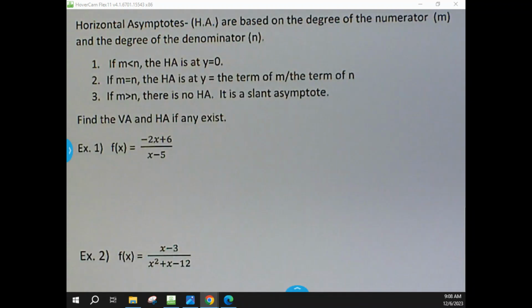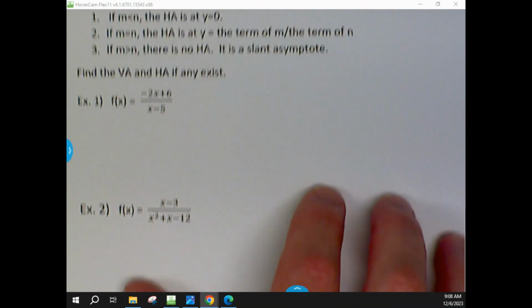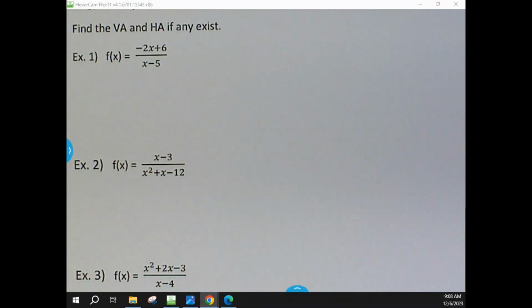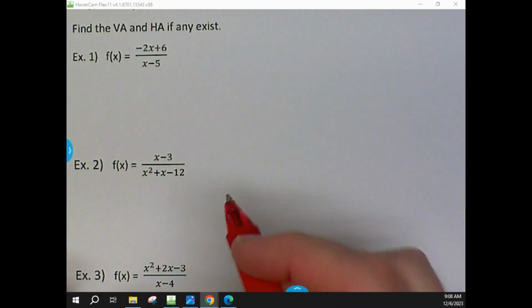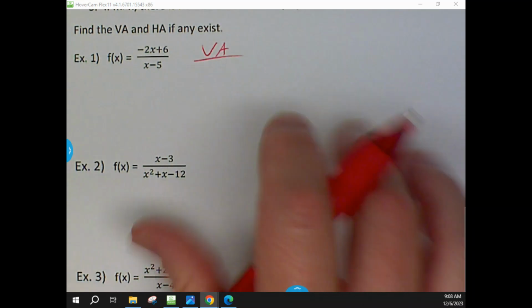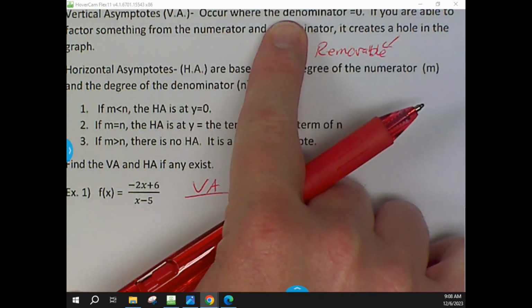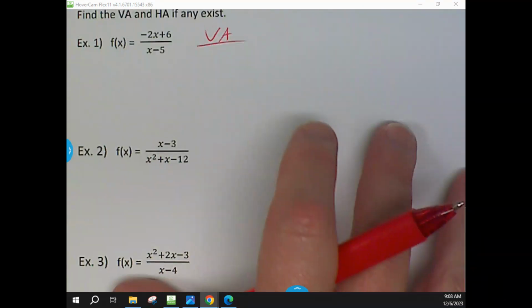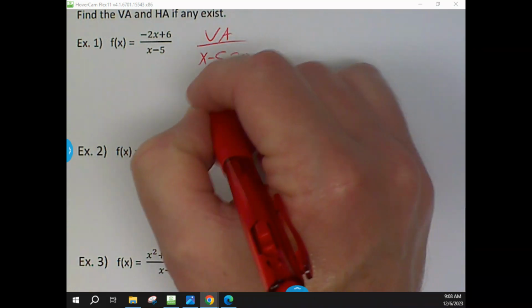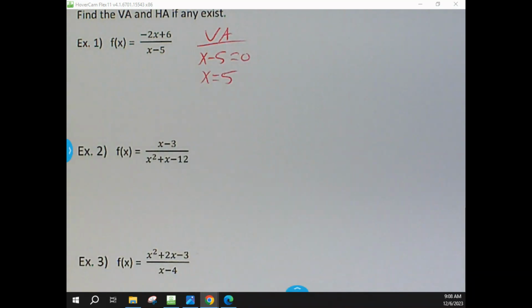Okay, so here's what we're going to do. We're going to take these few problems, and before we do any graphs at all, we're just going to find the horizontal and vertical asymptotes if they exist, because sometimes they may not exist just because of the way the numbers are set up. All right, so for this one, vertical asymptotes: that is your denominator equal to 0. That was pretty easy. That's just x minus 5 equal to 0. There you go. So you've got a vertical asymptote at x equals 5.